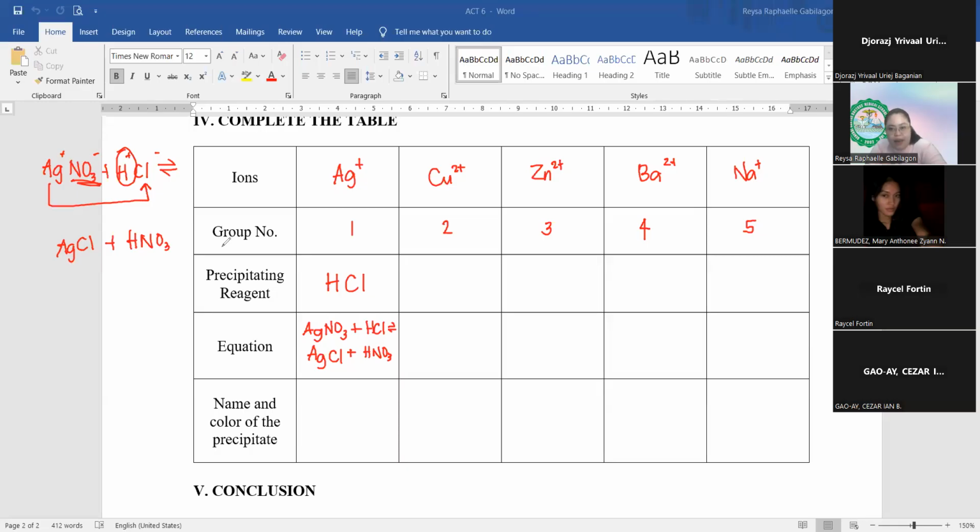Now, question. Do we need to balance this one? Again, do we need to balance this or this is already balanced?